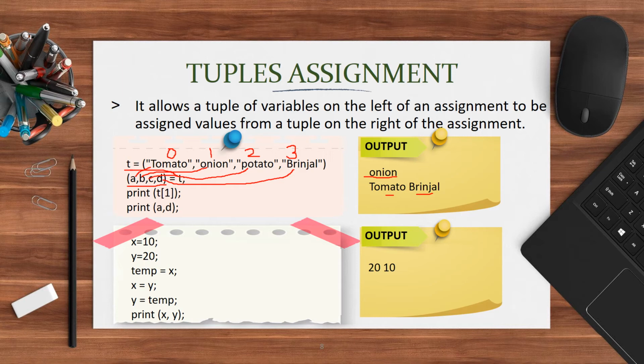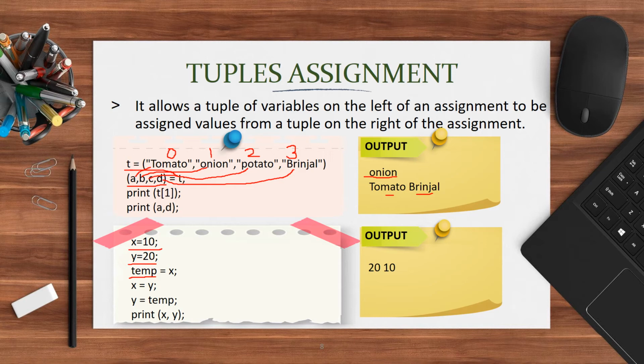So now let us consider another example here. Here I am going to swap the values of variables x and y. So here I am going to create one temporary variable, which is temp is equal to x. However, we can solve this using tuple values. So I have an x value as 10 and y value as 20. Now I am going to create one temporary variable which is equal to x.